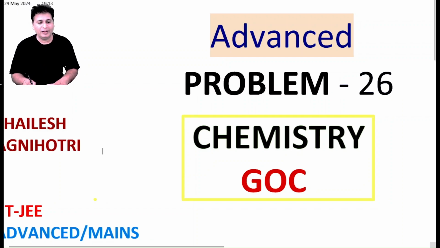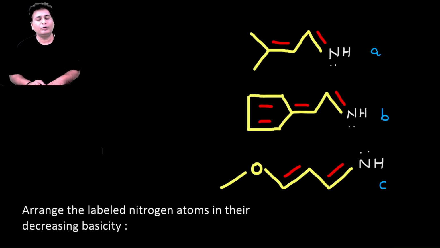As you can see, question number 26 on your screen, you have got three compounds A, B and C. Each compound has got a nitrogen, as you can see, and you have to assess the basicity of the nitrogen in each compound, and then you have to put the basicity in decreasing order.